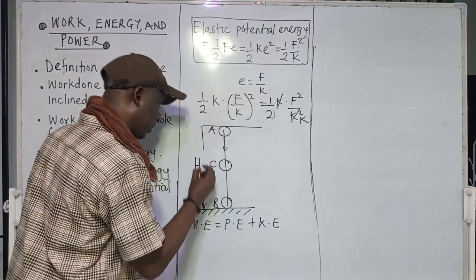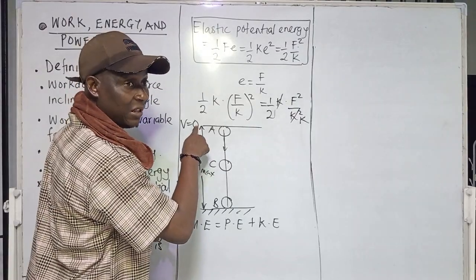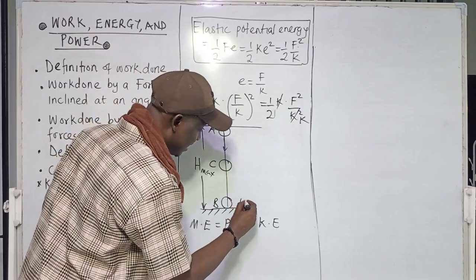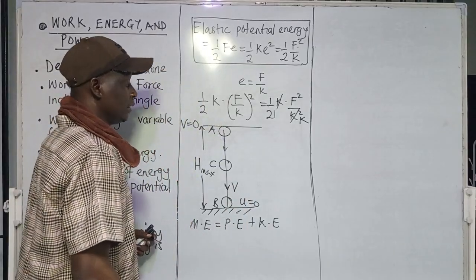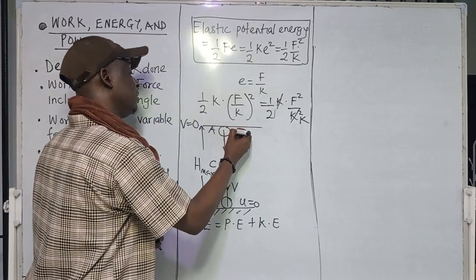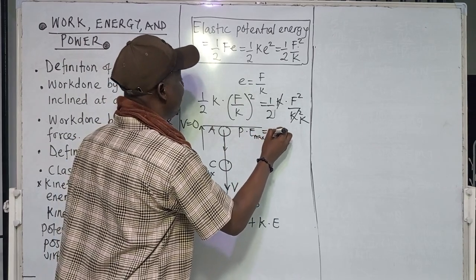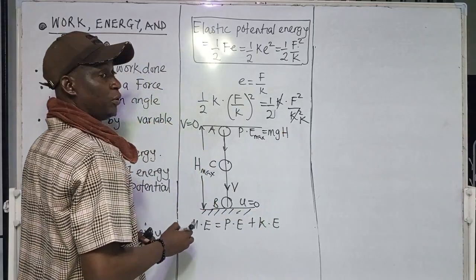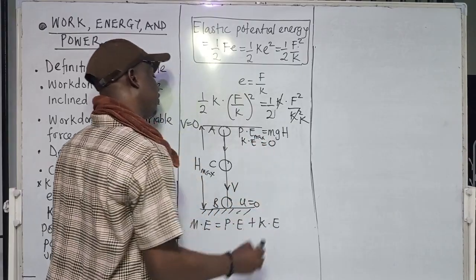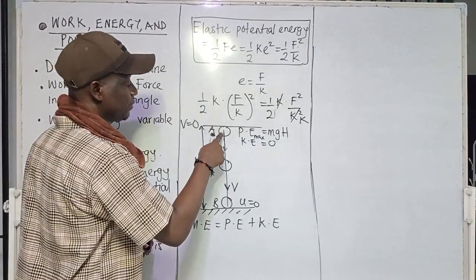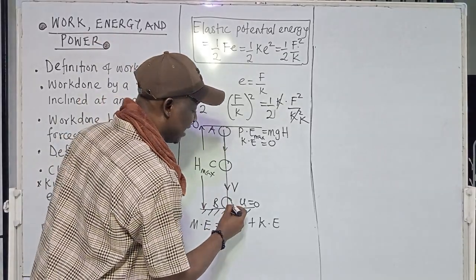Now let's call this one the maximum height. At the maximum height, the final velocity V is equal to 0, and at the lowest level, the body is hitting the ground with velocity V. Now, what is the potential energy here? The potential energy is maximum, equal to mgh at point A. Kinetic energy at point A is equal to 0, because at this point V is equal to 0.